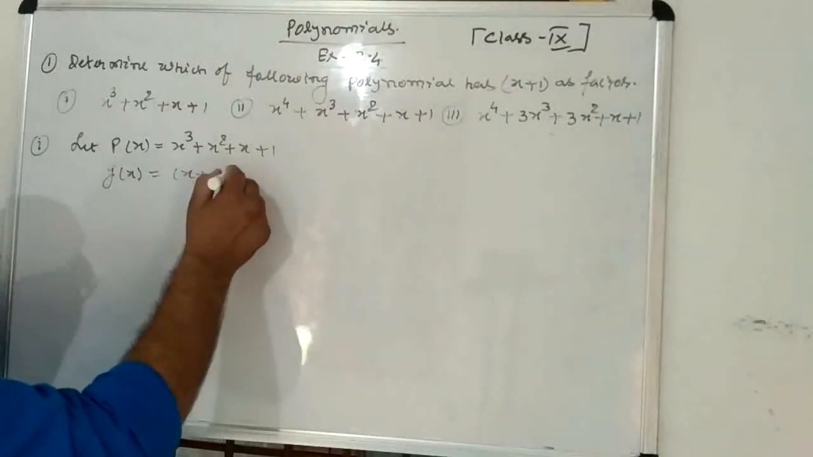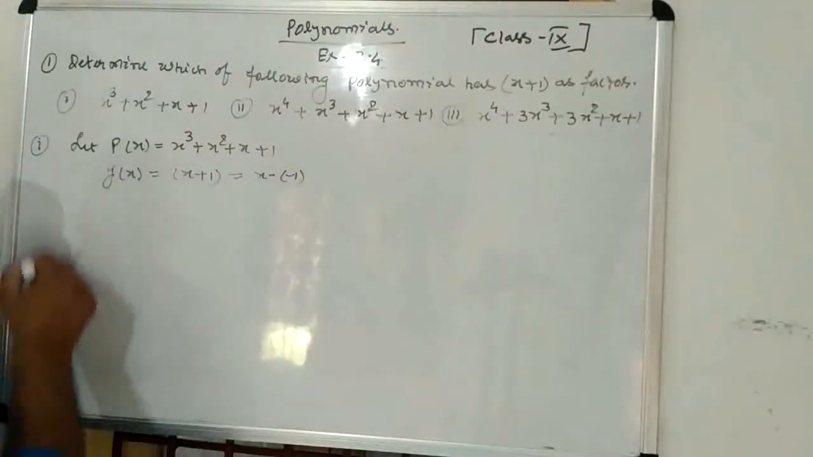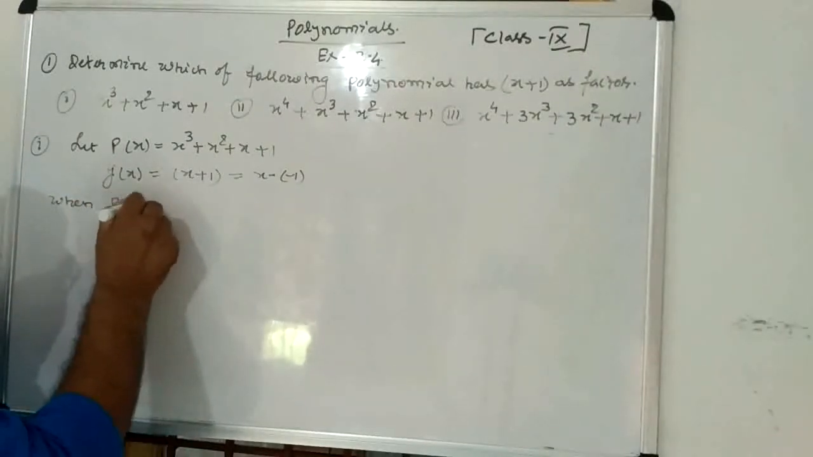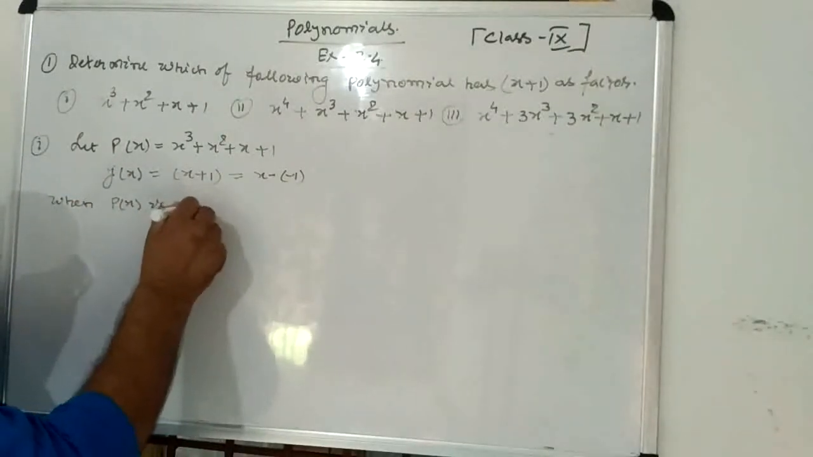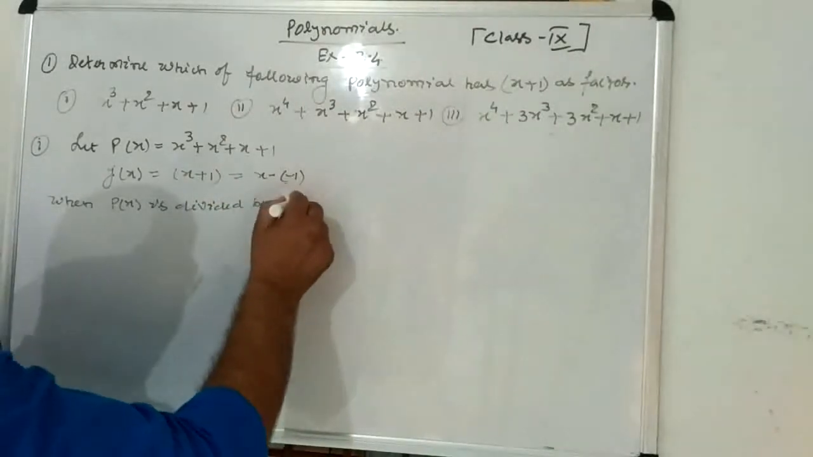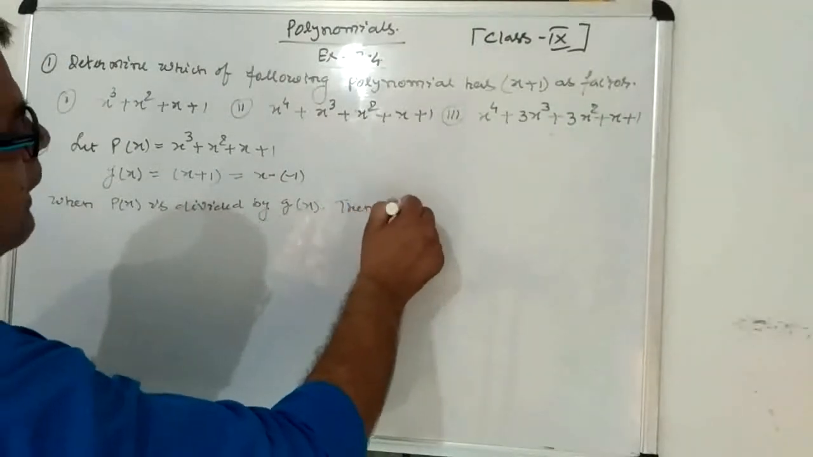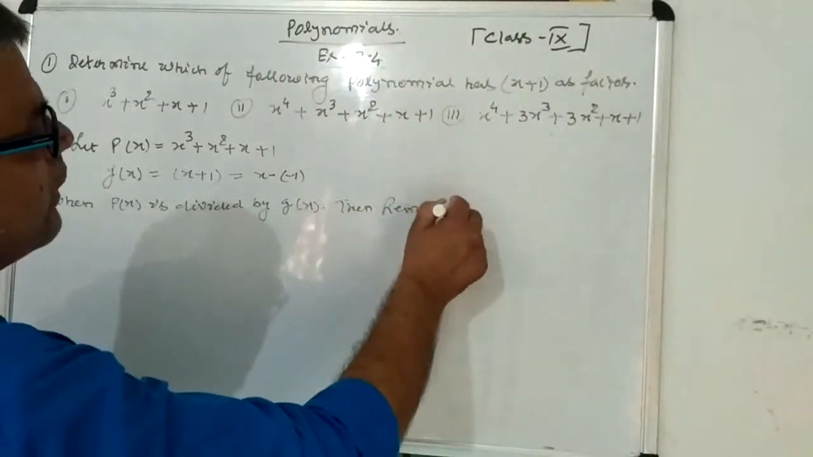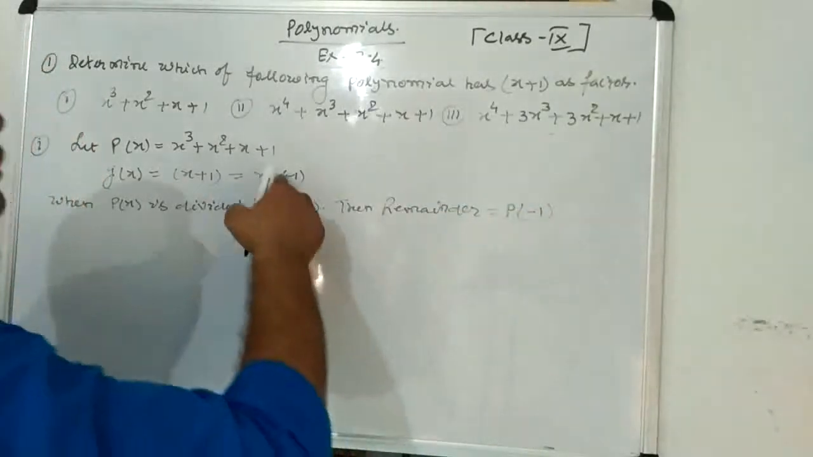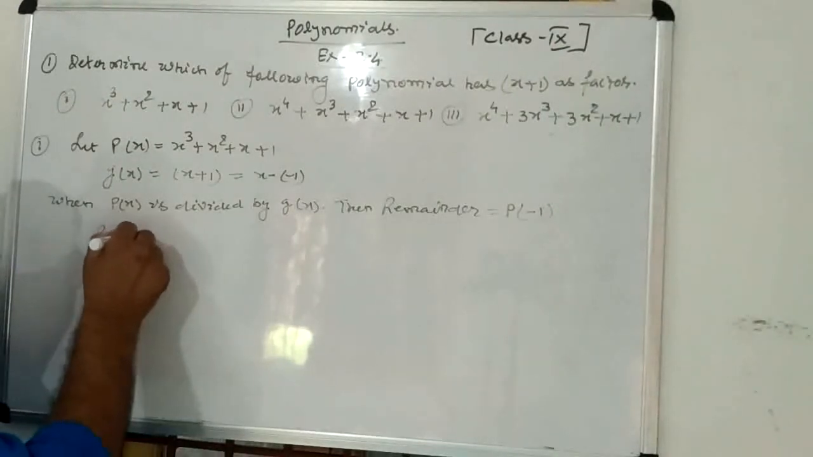So x plus 1 can also be written as x minus of minus 1. So when px is divided by gx, then the remainder equals what? The remainder equals the polynomial of minus 1, because it is at the place of a. So you calculate the remainder.